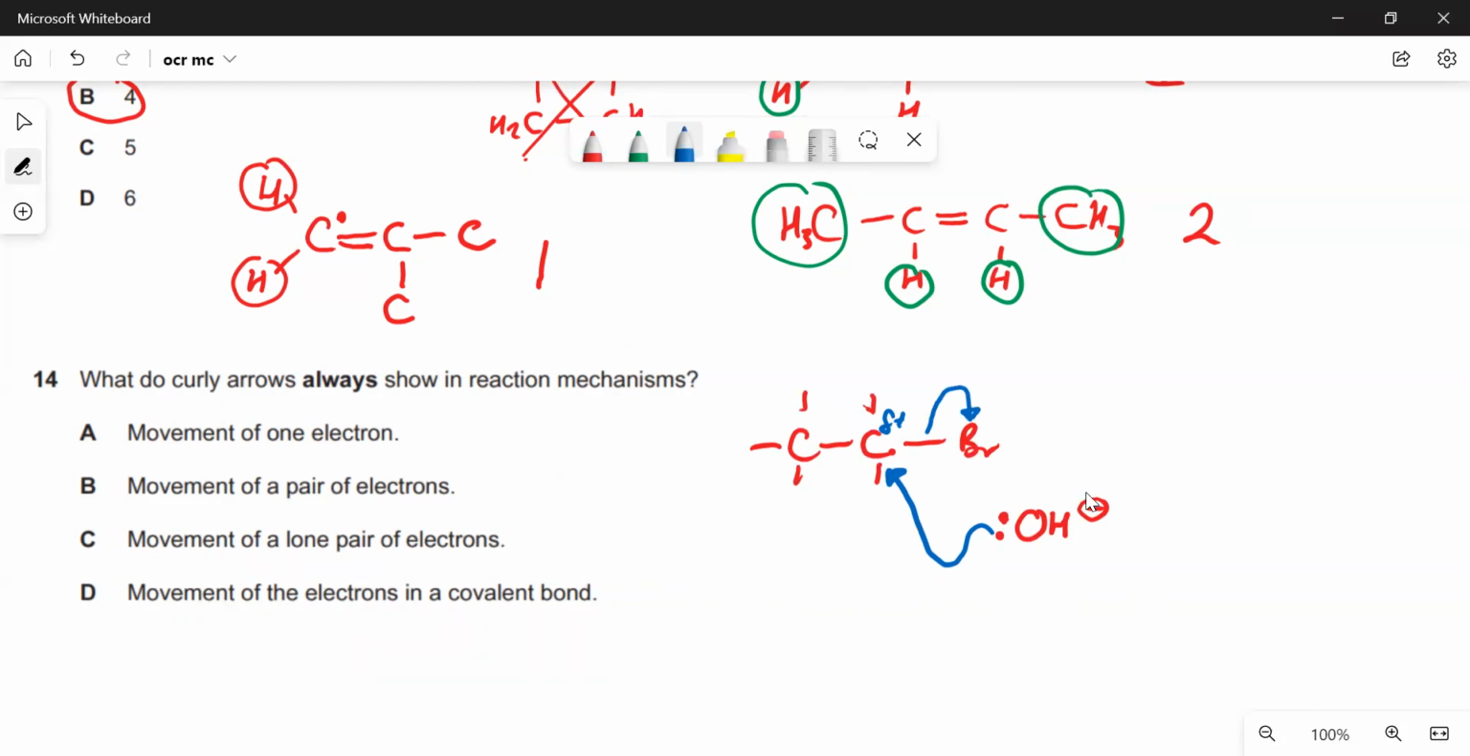So is it movement of one electron? No, it's always pairs of electrons, isn't it? Is it a movement of a pair of electrons? It is always that. Is it always a movement of a lone pair? No, sometimes it's a bond pair. So that's not right. Is it the movement of electrons in a covalent bond? No, sometimes it's the lone pair. So the answer there is B.